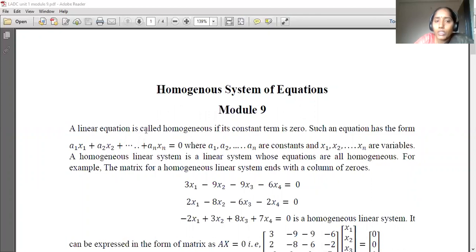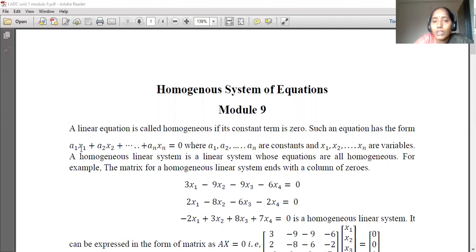A linear equation is called homogeneous if its constant term is 0. Such an equation has the form a1x1 plus a2x2 plus so on, anxn equals 0. Here the coefficients of the xi's are constants, and the xi's, meaning x1, x2, so on xn, are the variables. This is only one equation, of degree 1 and with constant 0, so this equation is called a homogeneous linear equation.